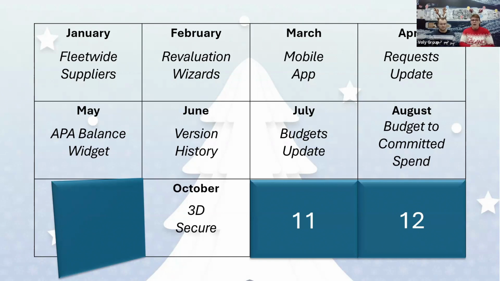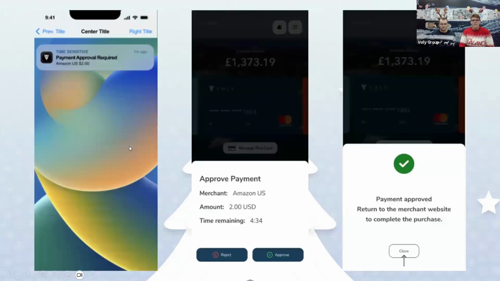So in October then, our tech team have improved the mobile app, taking it one step further, allowing you to do this approval through the new Voly mobile app. So the one that was released in March, you have to have that one downloaded, and then you can do your approvals through the app. So to do that, it's really easy. What will happen is the merchant will, on their website, say, this payment needs approving.